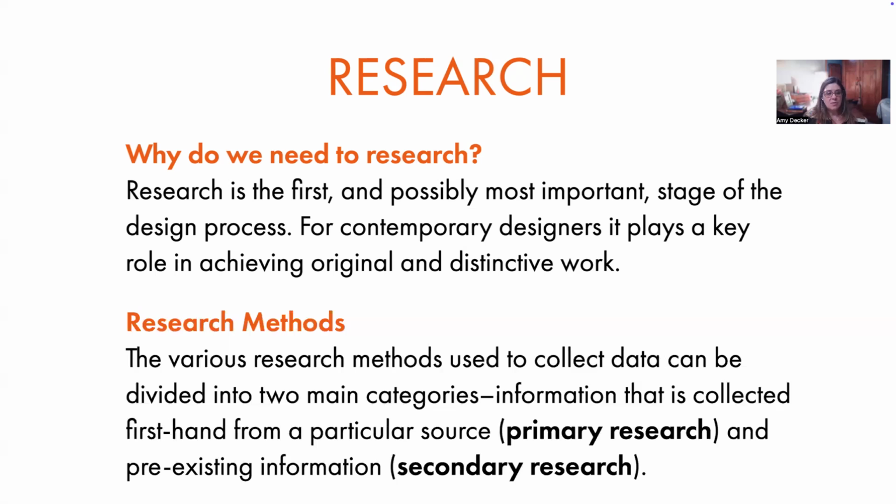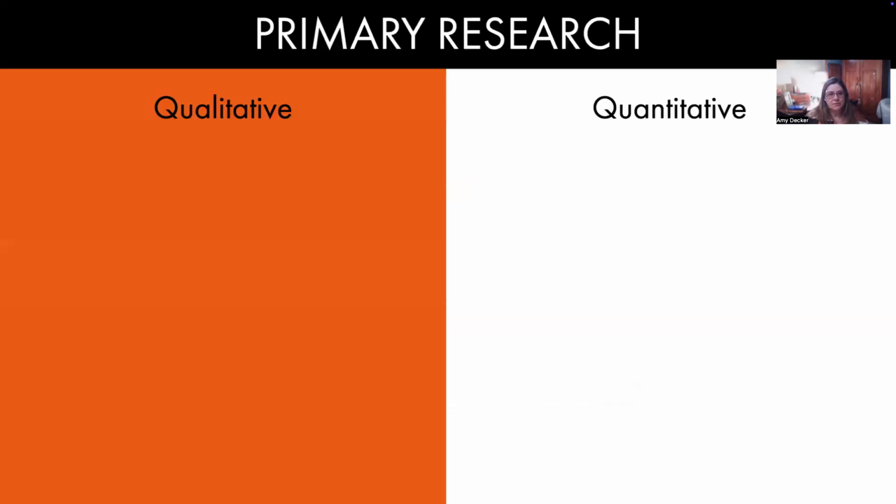The various methods we use to collect data can be divided into two main categories. Information that is collected firsthand from a particular source, which is called primary research, and pre-existing information, which is secondary research.